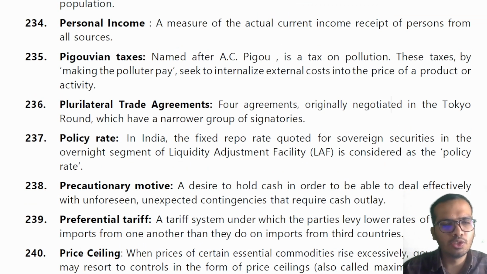Then comes number 235, Pigouvian taxes. Named after A.C. Pigou, it is a tax on pollution. These taxes, by making the polluter pay, seek to internalize external cost into the price of a product or activity.